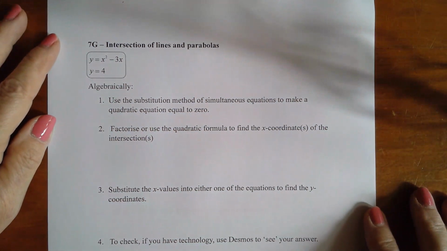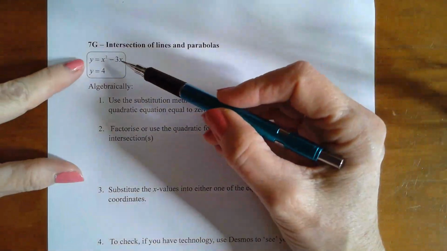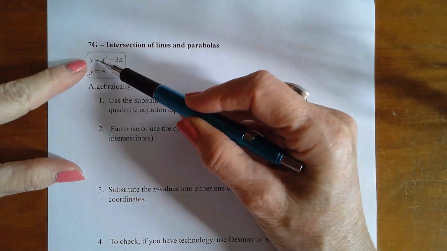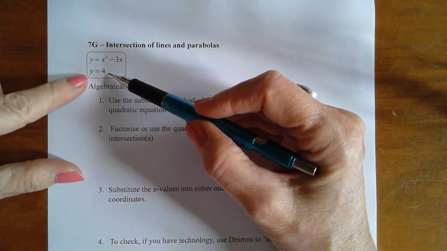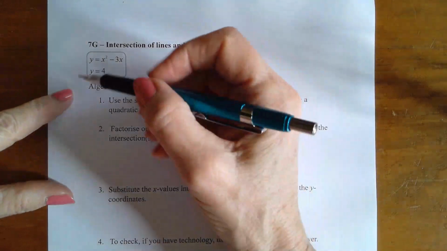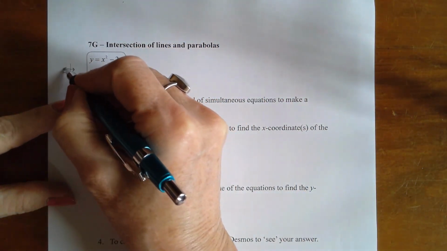This is our video on 4G, intersection of lines and parabolas. I have here an example of a parabola, a quadratic equation, and just a regular line that is horizontal, right? That y equals 4 looks like that.